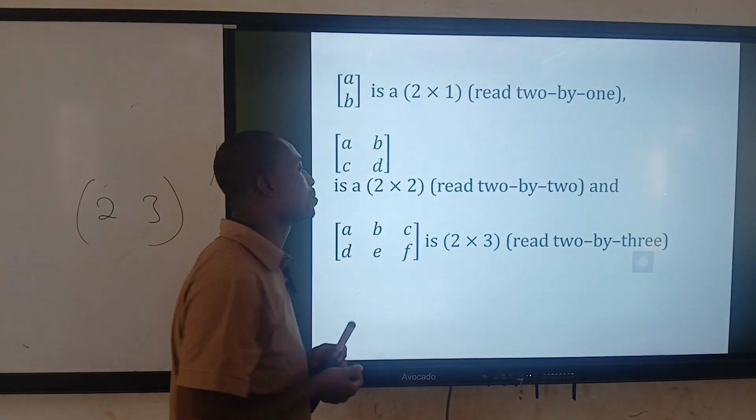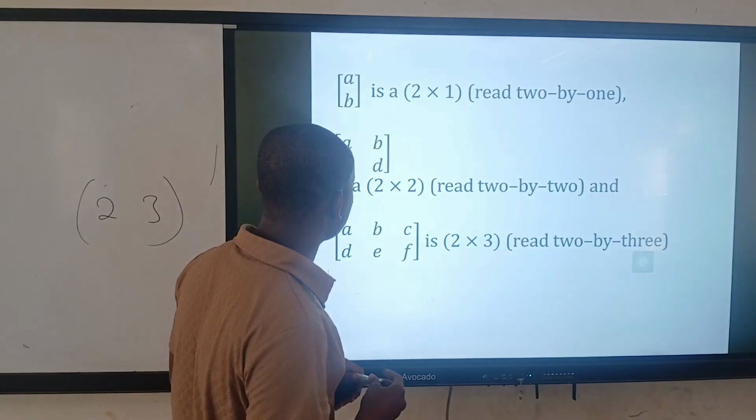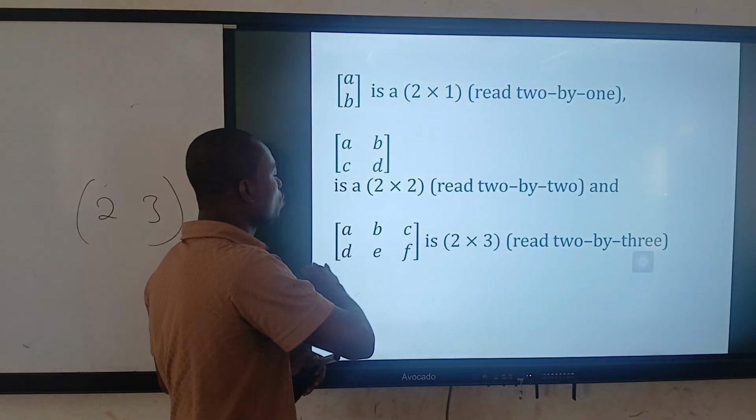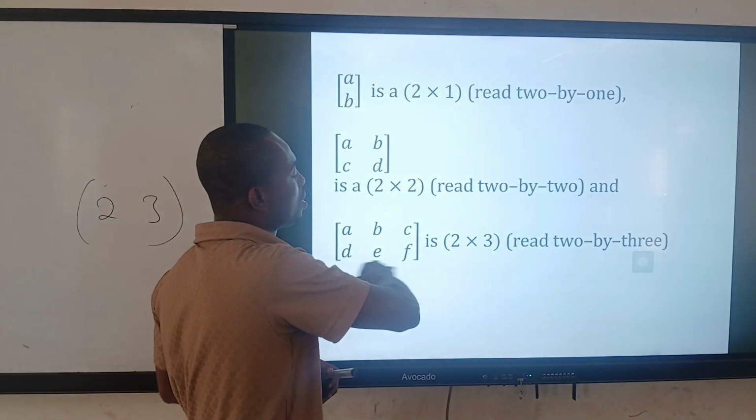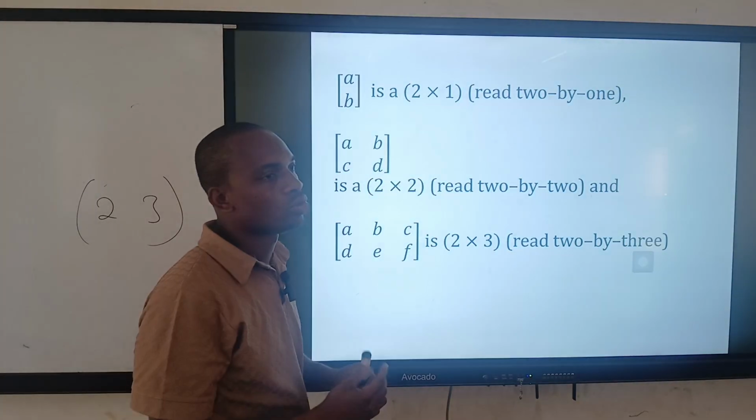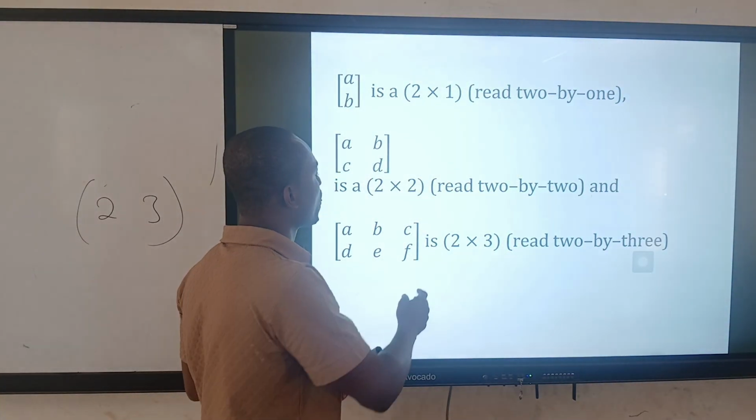That's how to describe the matrix. Then this one is 2 by 3 matrix. 2 rows, 3 columns.